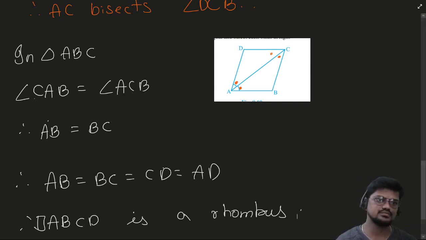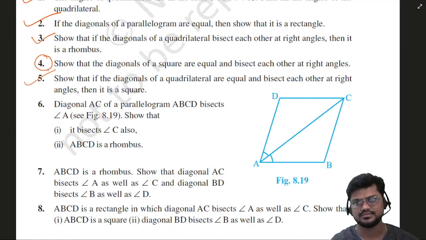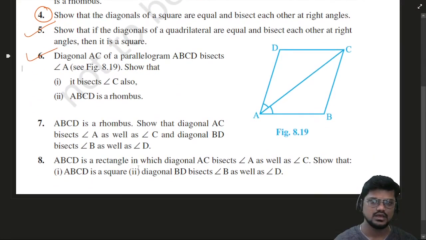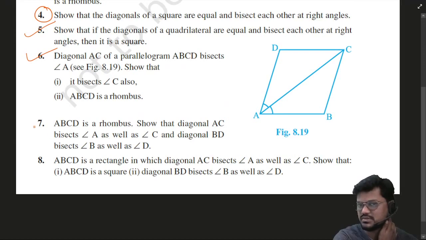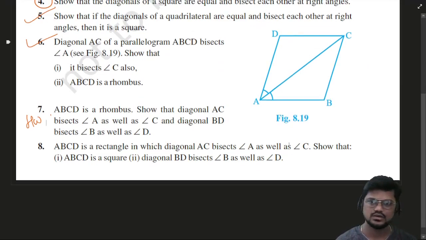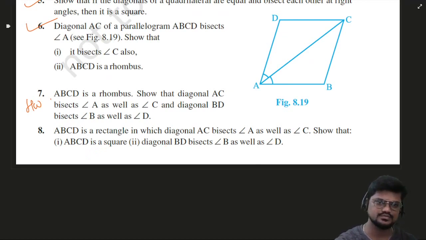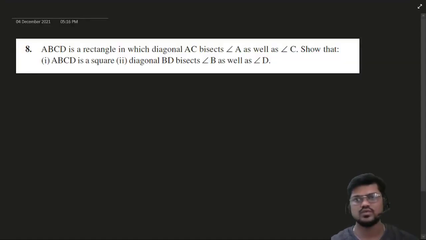Fine. Now the next. So this has been done. Next, ABCD is a rhombus. Show that AC bisects angle A. This is almost a similar sum, the same kind of sum. You can solve this question in your homework. The next, ABCD is a rectangle in which diagonal AC bisects angle A, show that ABCD is a square. It is almost the same, but still I will solve it. Same type of question.